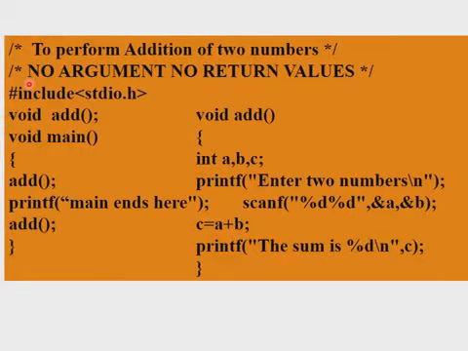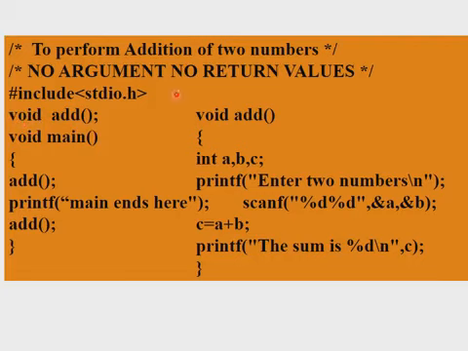Now we will look at the first type of category, that is no arguments and no return values. For this we will take one example to perform the addition of two numbers. So how can we define the addition function? First of all, we have declared the function void add.